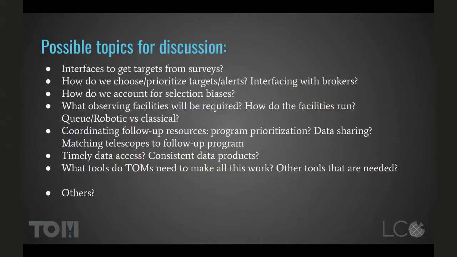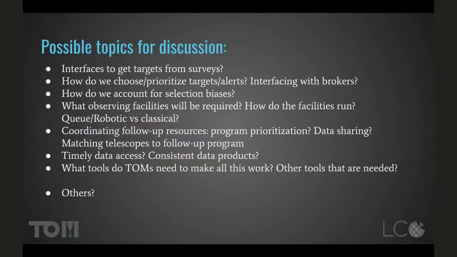So I have things like, how do we get targets from surveys? Can we directly hook into survey data streams like ZTF? Do we have to go through brokers? Probably have to go through brokers. How do we choose and prioritize target alerts? This gets into some of the things Antares works on. Is that something that needs to happen in the TOM Toolkit? What can we do to make that easier? And as these large surveys happen, how do we make sure we limit our selection biases?